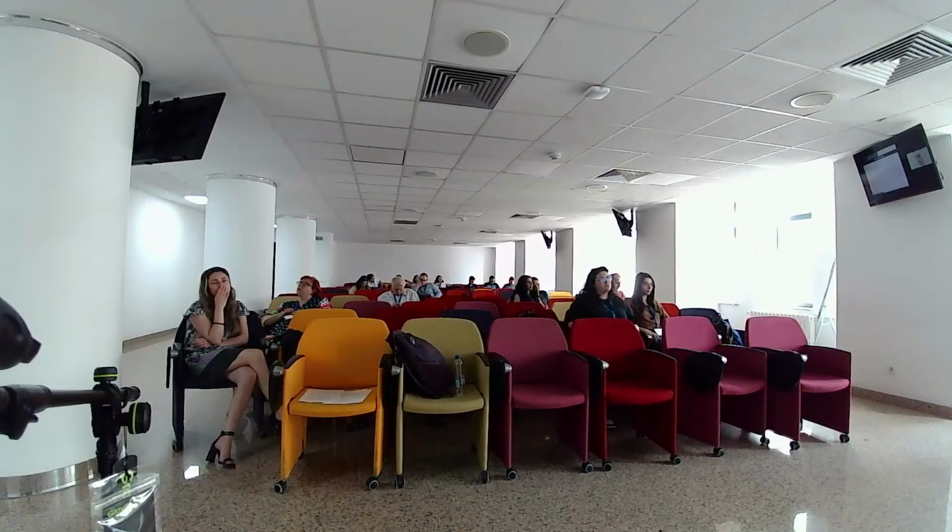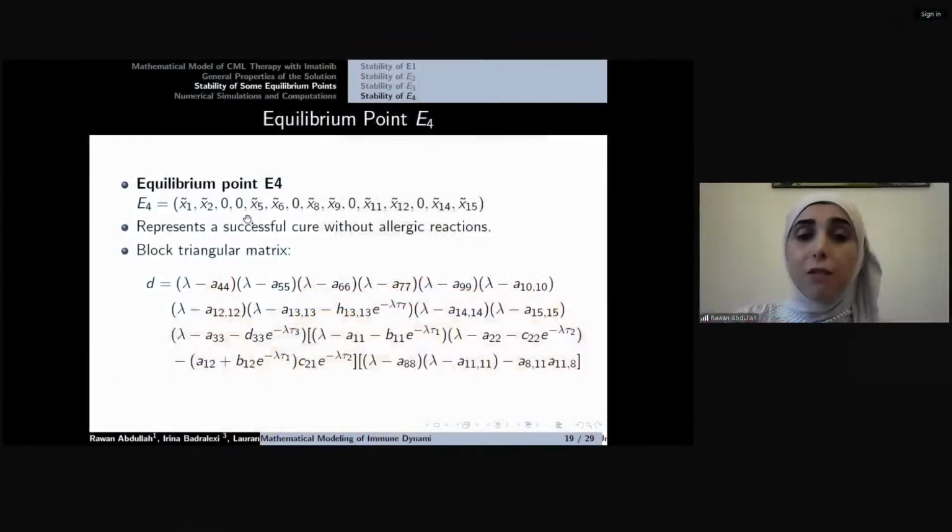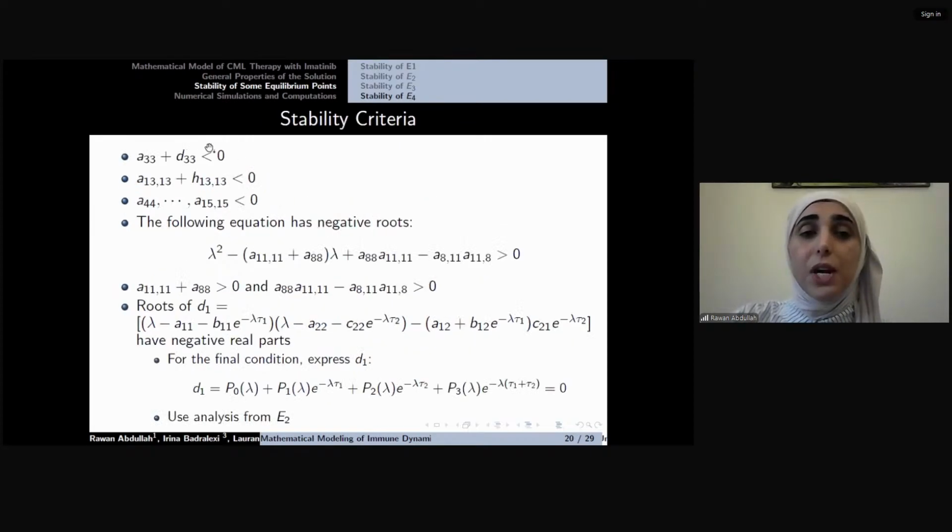Q of lambda can be analyzed using the conditions 5, which parallel the approach taken from theorem 1 in the following reference. Now, let's move to the equilibrium point E4, which represents a successful cure without allergic reactions. The block triangular matrix of this equilibrium point is as follows. The conditions of stability are introduced here, in which the conditions for stability were expressed and analyzed in the equilibrium point E2, and can also be used here to analyze the stability of E4.